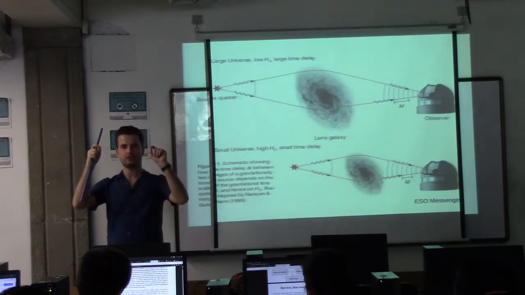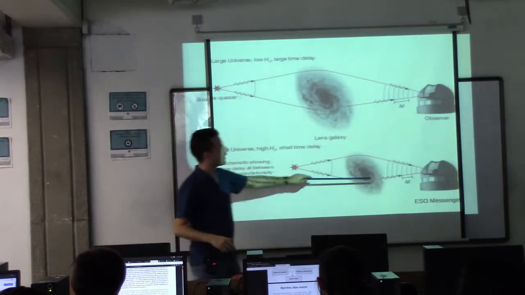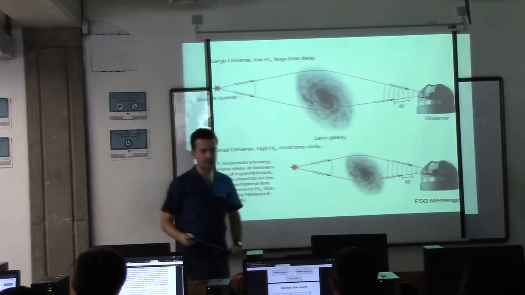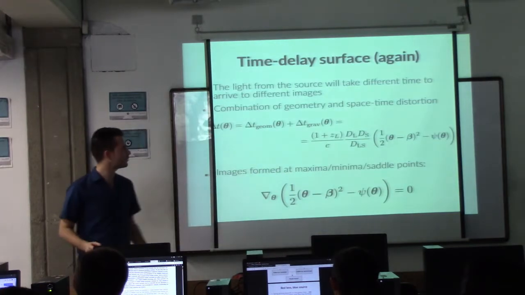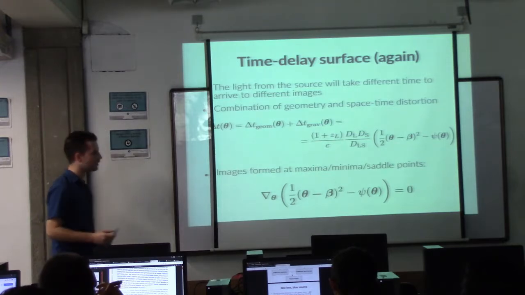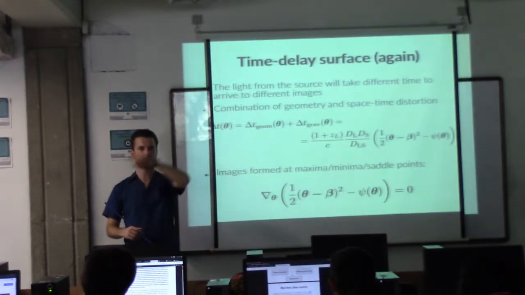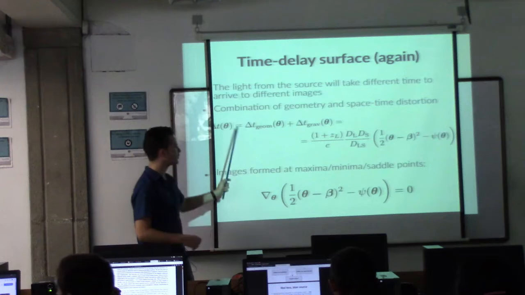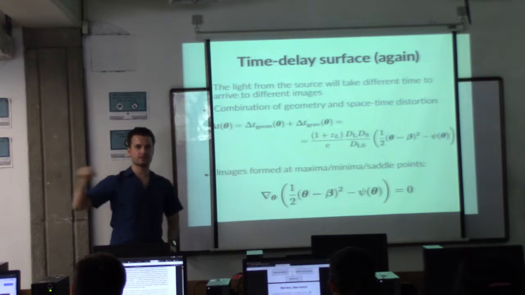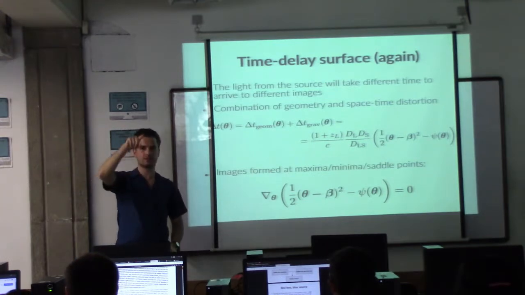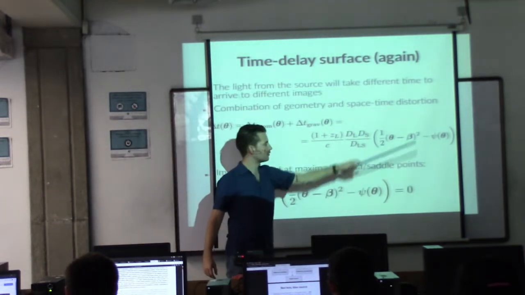So if we can measure the difference between the signal arrival to the two different quasar images, we can try, after some modeling, to infer H naught from this. And this brings us back to the time delay surface we encountered on day two, and then again in the exercises, which is that the time it takes for a signal to arrive from the source to the observer is proportional to the geometrical path, the distance between the source, the lens and the observer, plus the vertical offset, and the gravitational time delay, which comes from the potential of the lens.